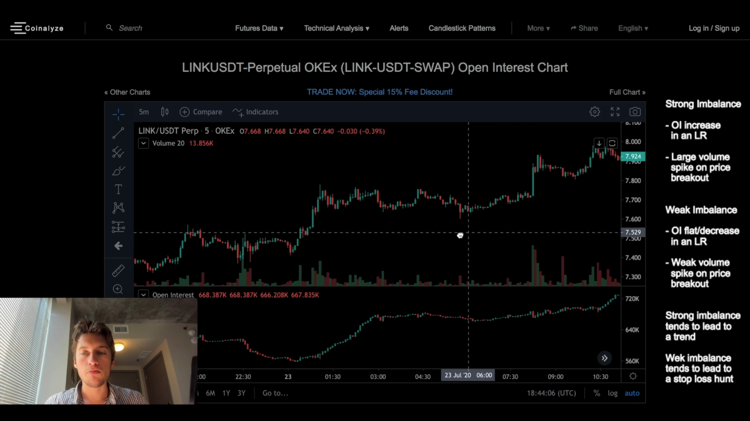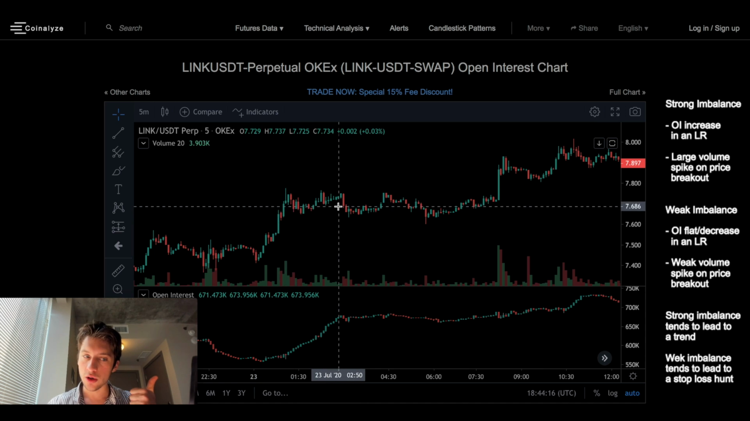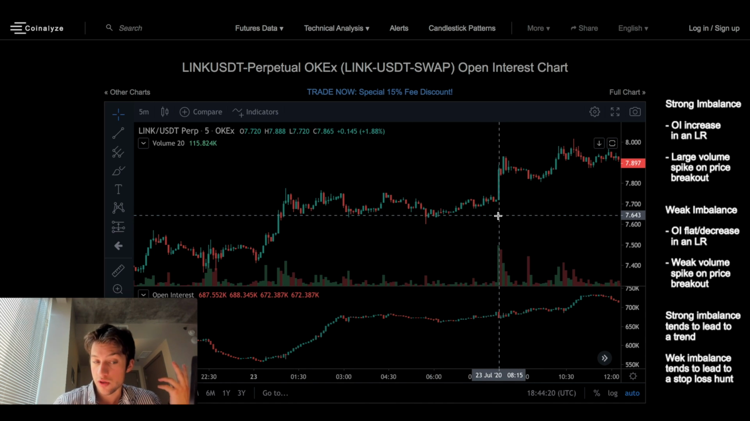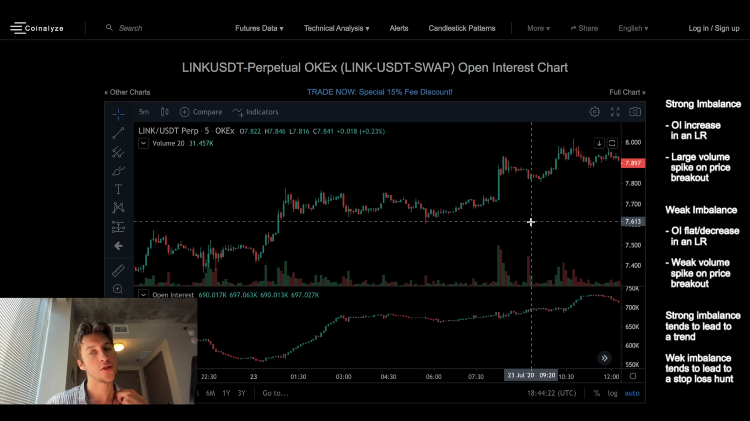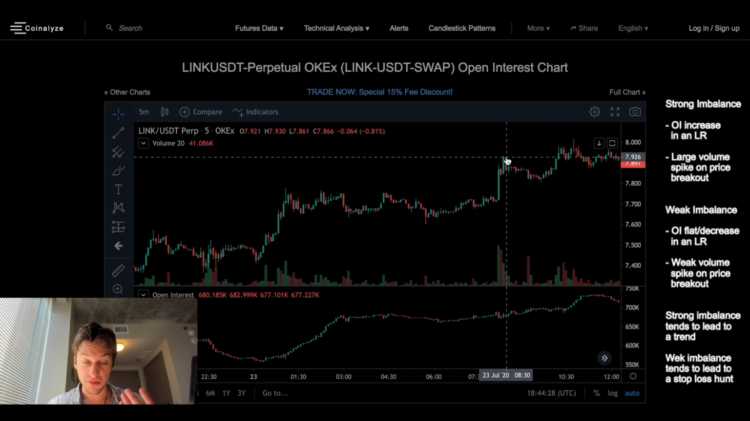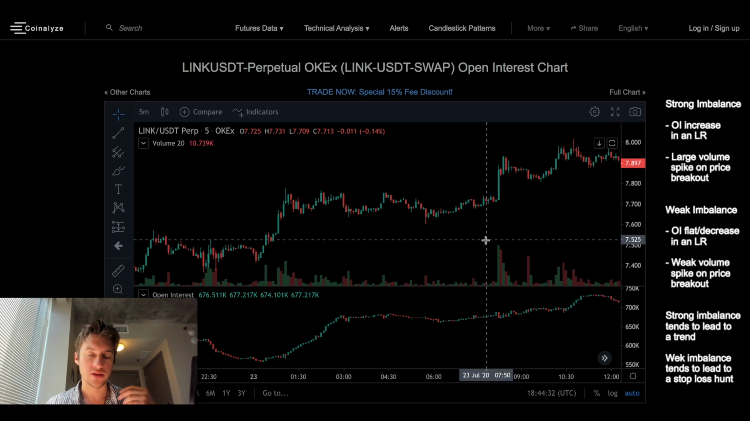Okay, so my answer isn't great for you, but I would say if you're discerning between a stop loss hunt or the beginning of a trend, what I'd focus on is A, is there a stronger weak imbalance in the range? B, how much volume and what happened to open interest when price moved beyond the range? Because that will tell you whether or not price will just trade back down to the range. This is just a fake move, false breakout, or whether price will just continue going higher. And here, price continued going higher.